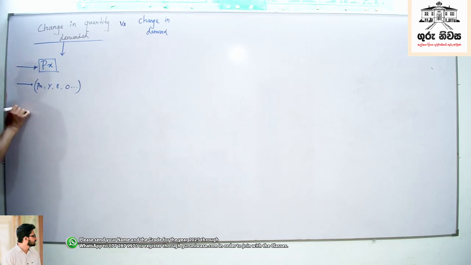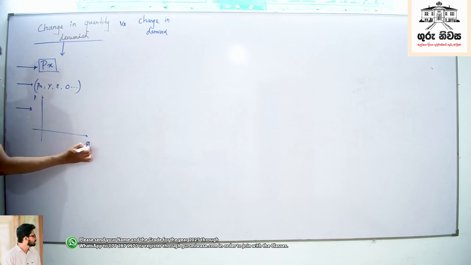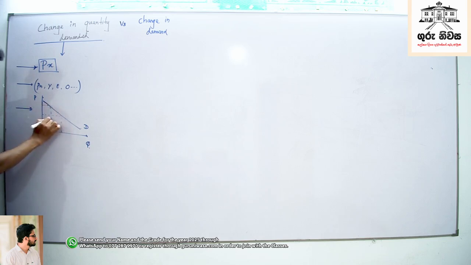And another main point is that the demand curve does not shift. Same demand curve. For example, price and quantity. This is your original demand curve. Here the demand curve does not shift, but points are moving along the demand curve. For example, point A is moving to point B along the demand curve. Only one demand curve, points are moving along the curve.